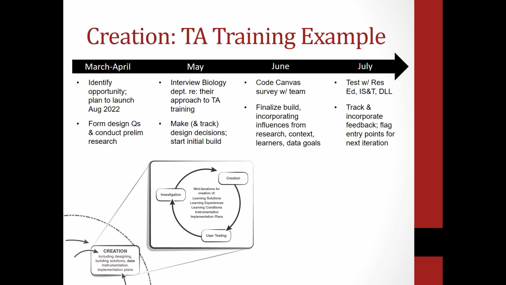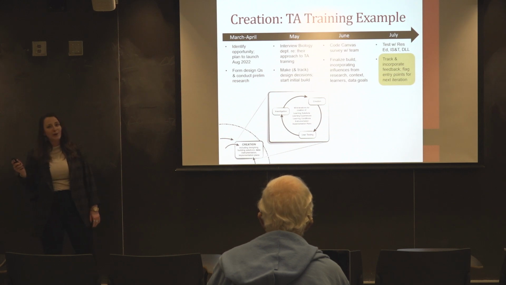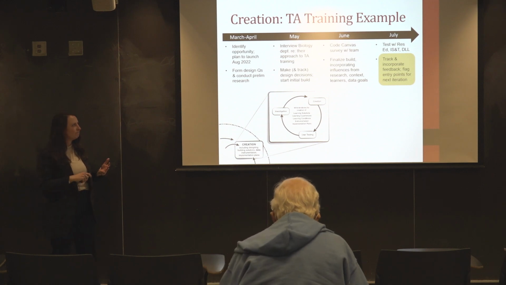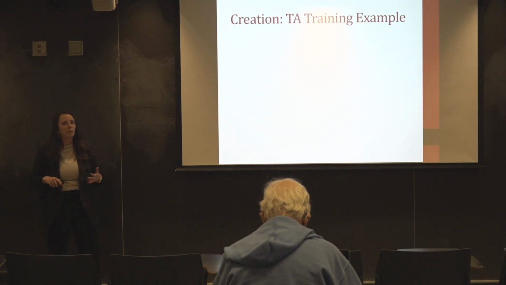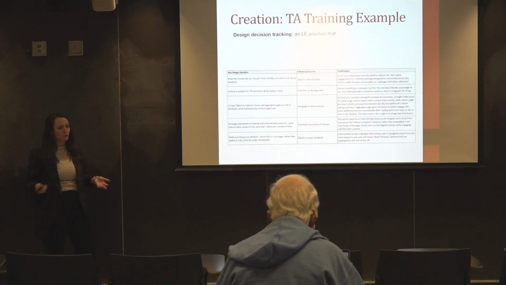And so you can see from this timeline, you can get a sense of how what we were doing to build this training was like a mini cycle of creation and testing and investigation within the creation phase of the larger learning engineering process. And so as promised, I said I'd say a little bit more about what we mean by tracking our decisions and keeping record of all of those influences to our design. So a learning engineering practice that our team happens to use is something that we call design decision tracking.